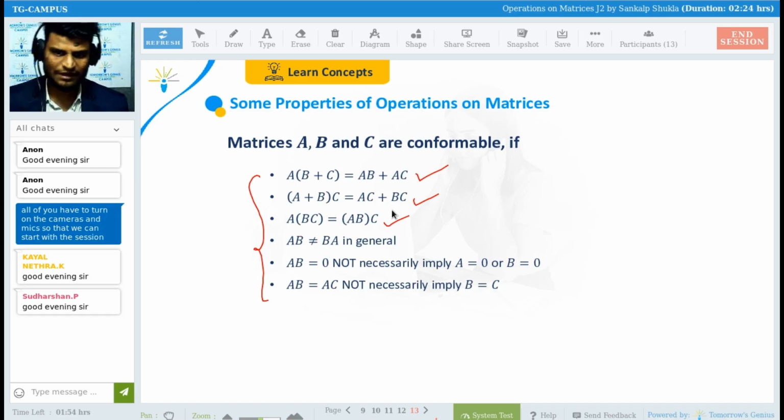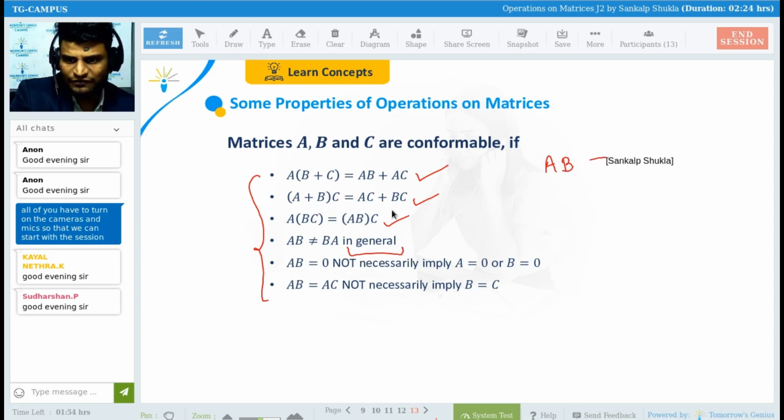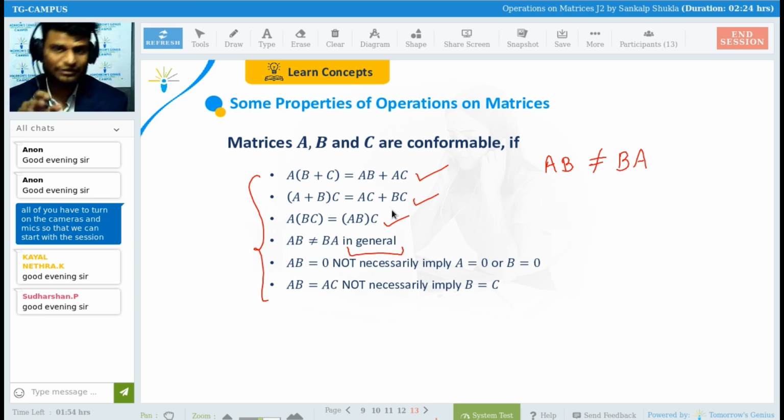And in general, AB is not equal to BA. Please, A and B are not numbers now; these are matrices. So when you reverse the order, like AB and BA, there is sometimes the possibility that the multiplication is not possible.